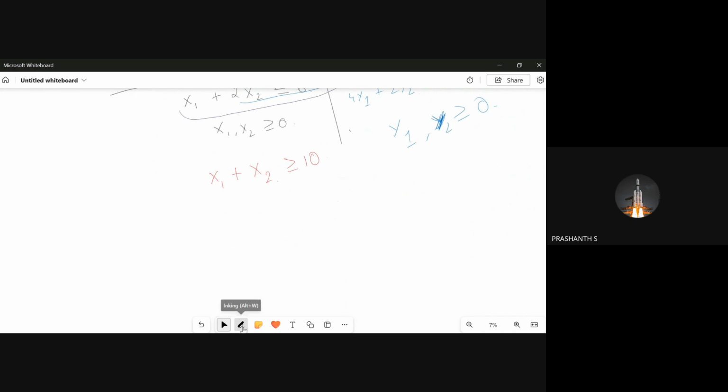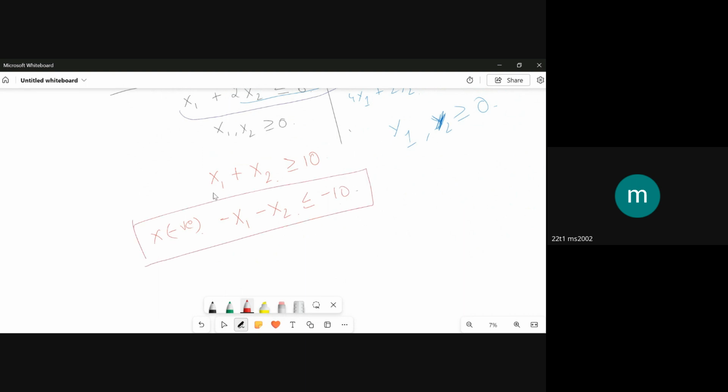By taking negative. Exactly. So to convert this to the standard form, I multiply the entire equation by a negative, where it becomes minus x1 minus x2 must be less than or equal to minus 10. So if I multiply the entire equation by a negative, it gets converted to a standard form. Okay. Let's say I had a constraint like this: x1 plus x2 is equal to 10. An equality constraint is not a less than or equal to constraint. So how do I convert that to a standard form?